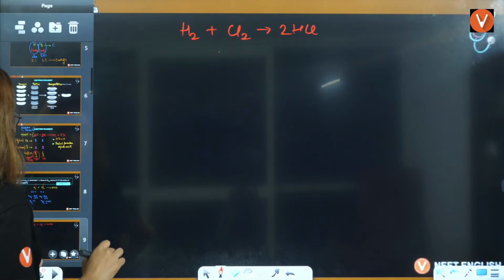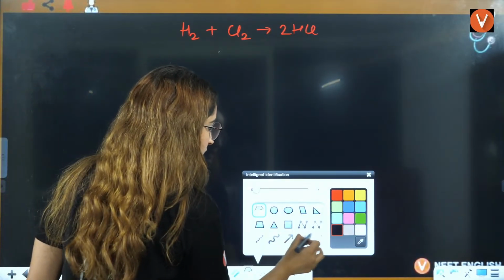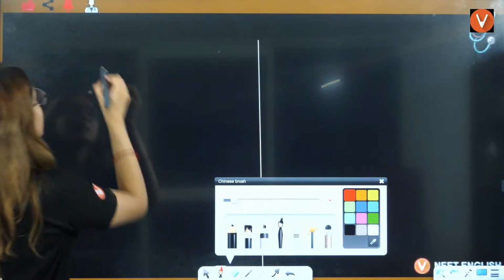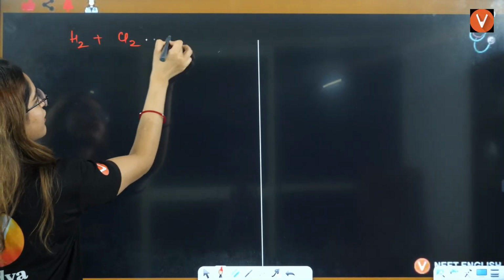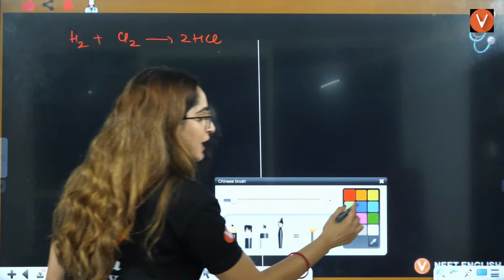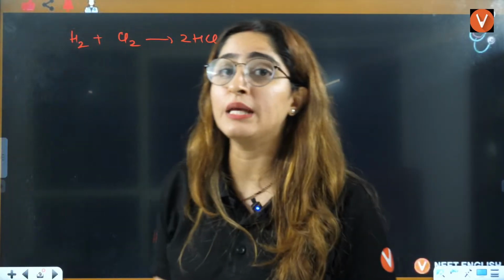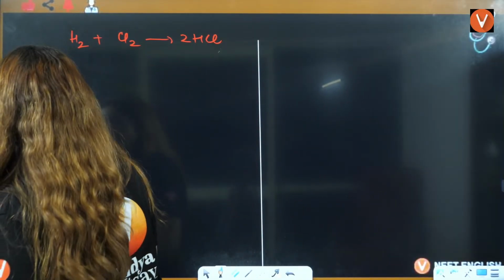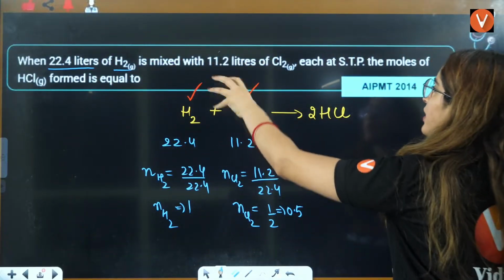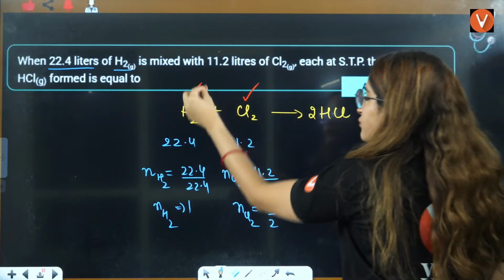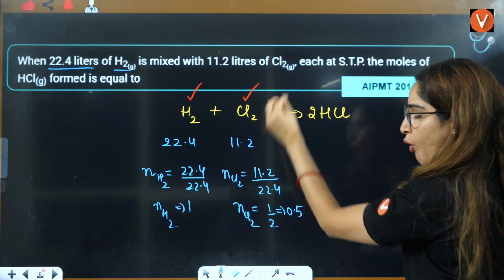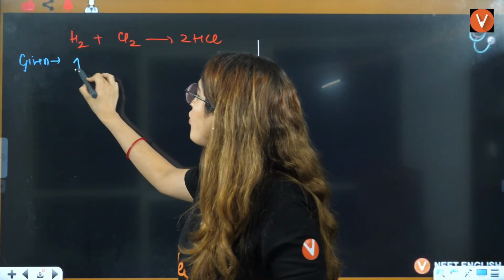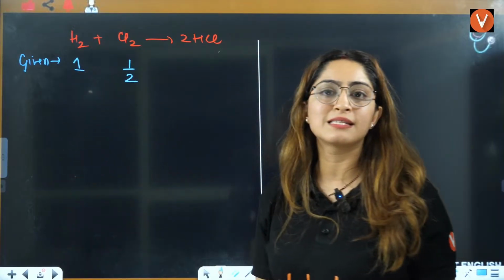Now, guys, tell me one thing, right? This is the question. Let me just divide this page into two so that you're able to answer it more efficiently. So, this is H2 plus Cl2 give rise to 2HCl. I told you we are going to do G by S. So firstly, tell me what is given in the question. In the question, it is given that this much of H2 and this much of Cl2 is mixed. That means 1 mole of H2 and 0.5 mole of Cl2 is mixed. That means in the given statement, you have 1 mole of H2, you have 1 by 2 of Cl2.